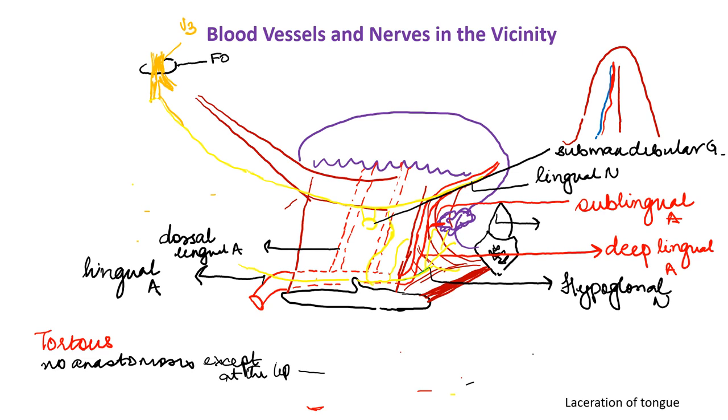While it's in the infratemporal fossa, it is joined by another nerve, which joins it at an acute angle, the chorda tympani, which is a branch of the facial nerve. It comes and joins at an acute angle with the lingual nerve.